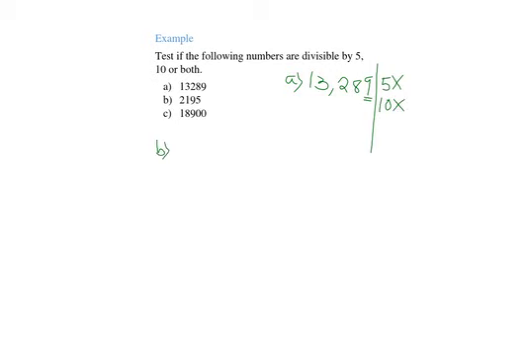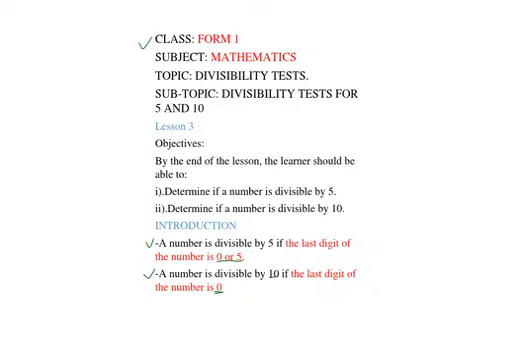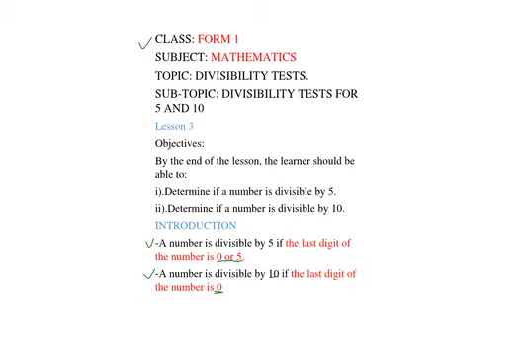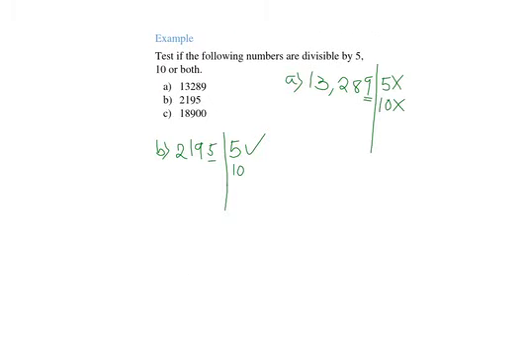Let's check for the next number, which is 2,195. We check for divisibility of 5. We have been told it must end with 5 or 0, and our number here ends with 5, so it is divisible by 5. We check if it is divisible by 10. We have been told it must end with a 0 for it to be divisible by 10, and our number here ends with 5, so it is not divisible by 10.